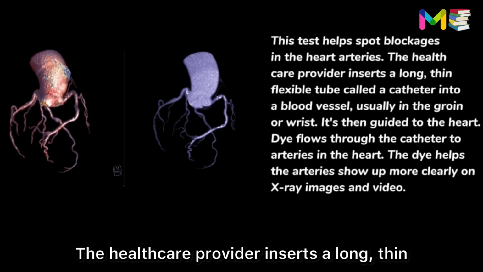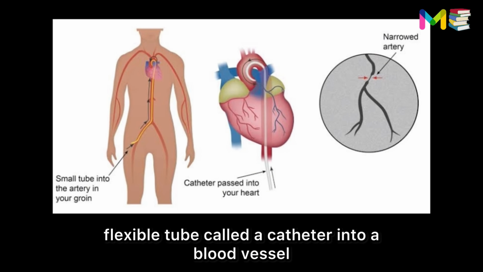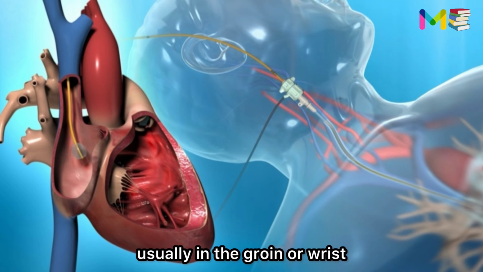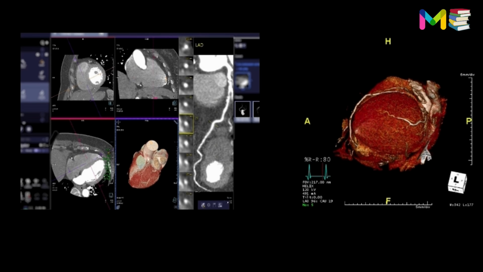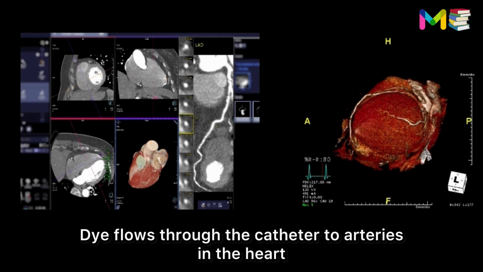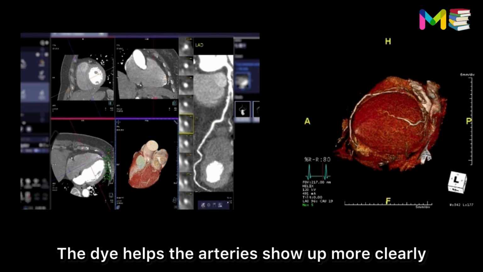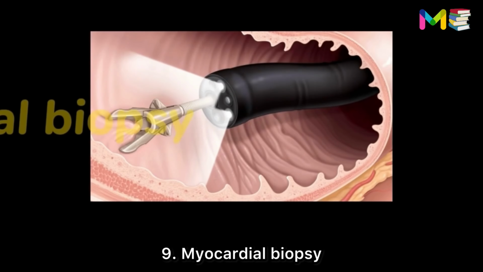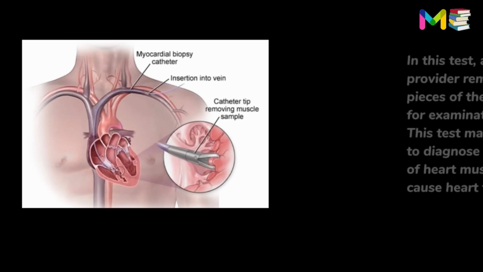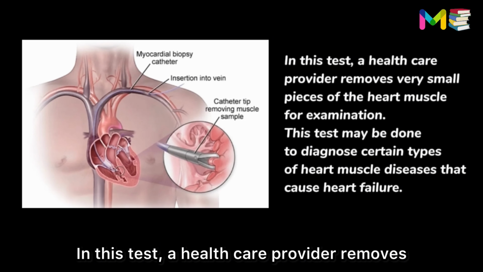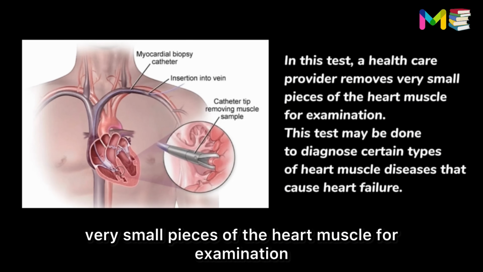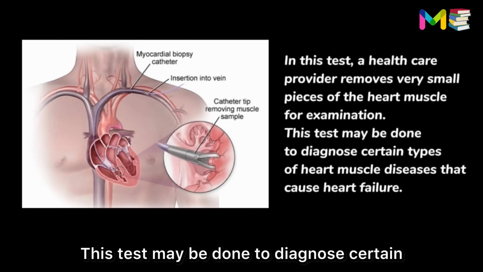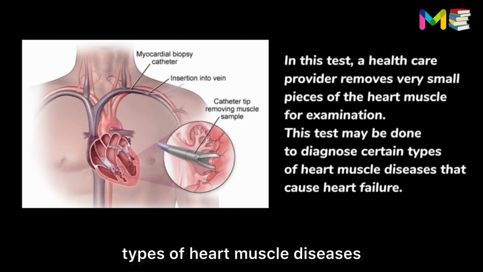The healthcare provider inserts a long, thin flexible tube called a catheter into a blood vessel, usually in the groin or wrist. It's then guided to the heart. Dye flows through the catheter to arteries in the heart. The dye helps the arteries show up more clearly on X-ray images and video. 9. Myocardial biopsy. In this test, a healthcare provider removes very small pieces of the heart muscle for examination. This test may be done to diagnose certain types of heart muscle diseases that cause heart failure.